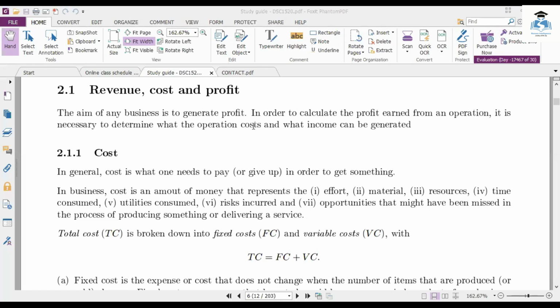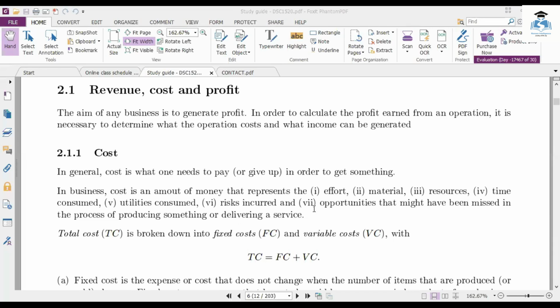Okay. All right. So I was saying, when it comes to business, you have to incur some costs in order for you to make profits. So cost is what one needs to pay or give up in order to get something. So in business, cost is an amount of money that represents the effort, material resources, time consumed, utilities consumed, risk incurred, and opportunities that might have been missed in the process of producing something or delivering a service.